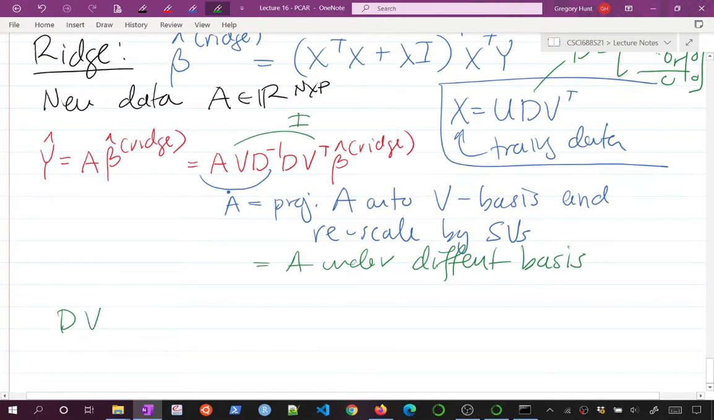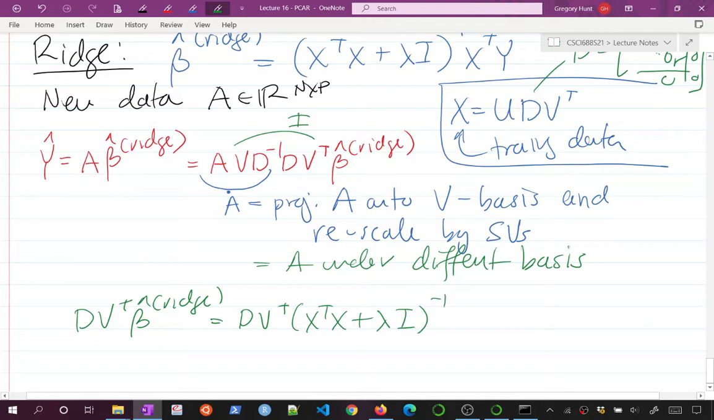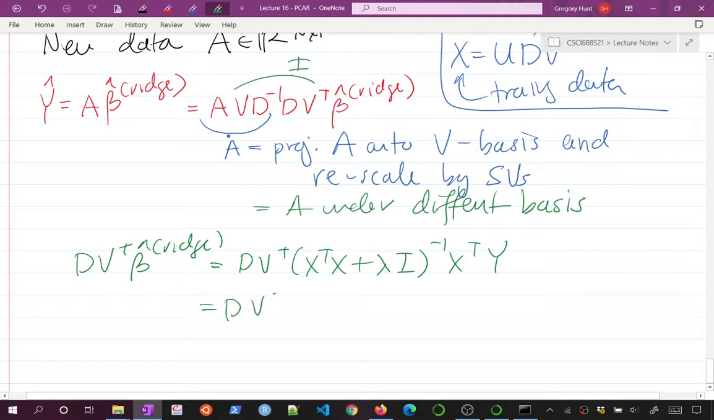And so if we consider dV transpose, I want to consider this dV transpose beta hat ridge, which is dV transpose (X transpose X plus lambda I) inverse X transpose Y. And I did this calculation when we talked about ridge regression. If X is UdV transpose, X transpose X is VD squared V transpose plus lambda I inverse, and X transpose is VDU transpose Y.